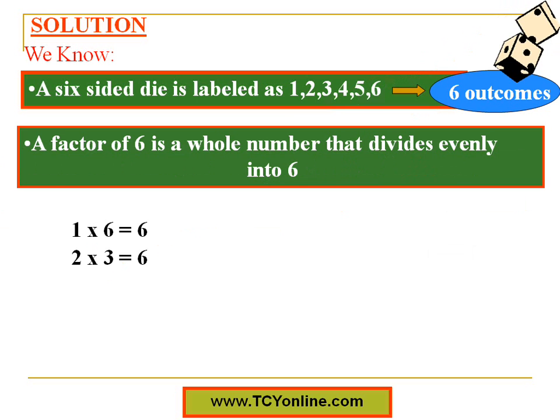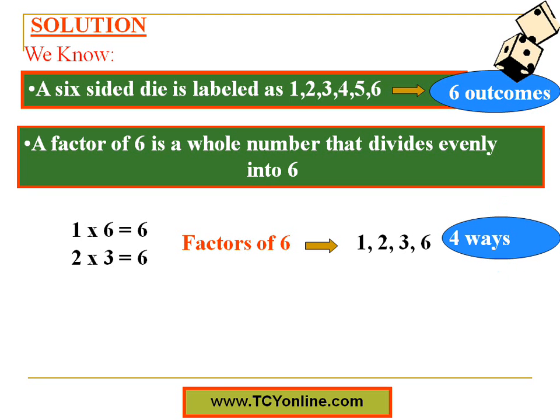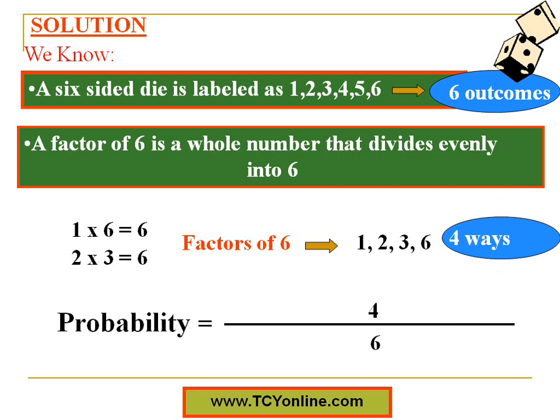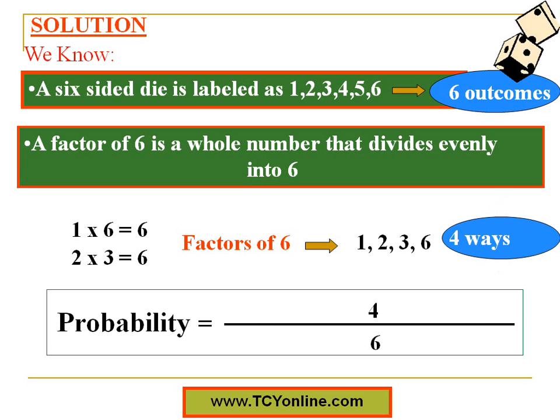And we also know that a factor of 6 is a whole number that divides evenly into 6. 1 times 6 is equals to 6. 2 times 3 is also equals to 6. So we can say that factors of number 6 are simply 1, 2, 3 and 6. And these are total 4 in number. So we can say that probability of getting a factor of 6 on rolling of a die is simply equals to 4 over 6. That is, the total number of possible outcomes for the given event over the total possible outcomes.